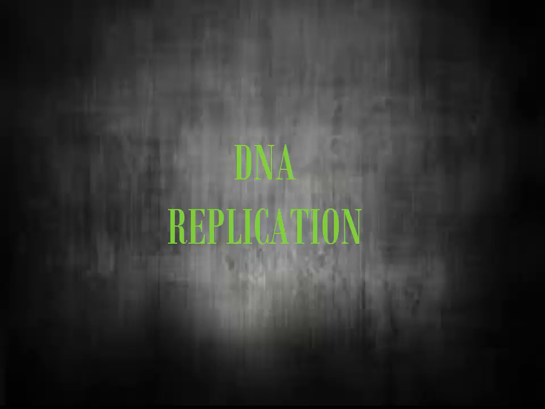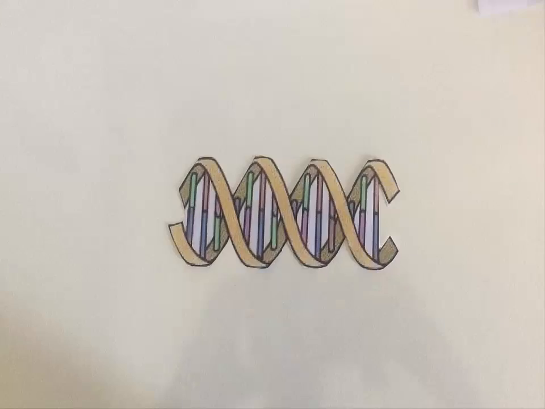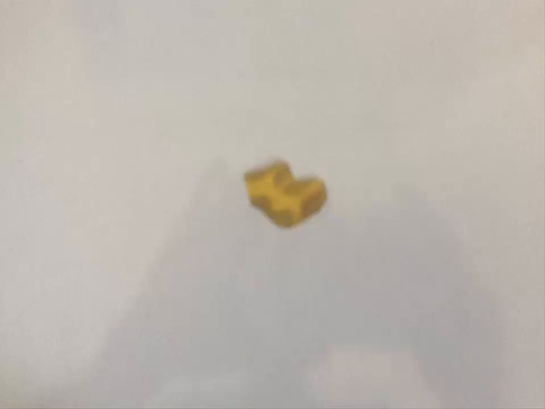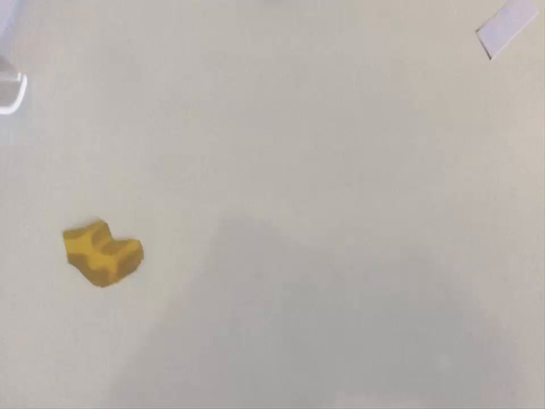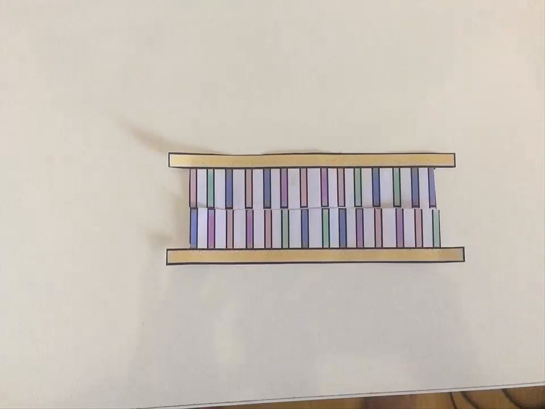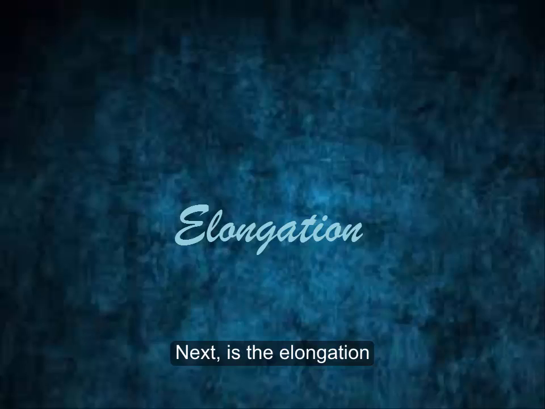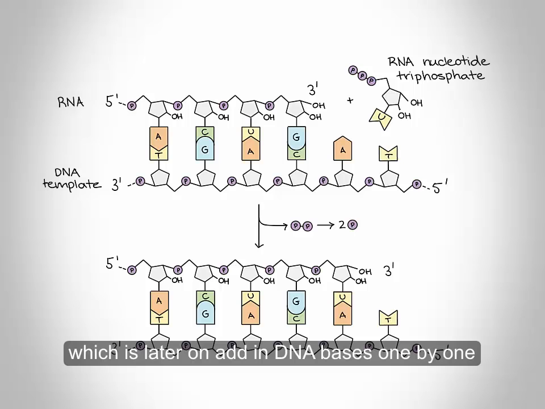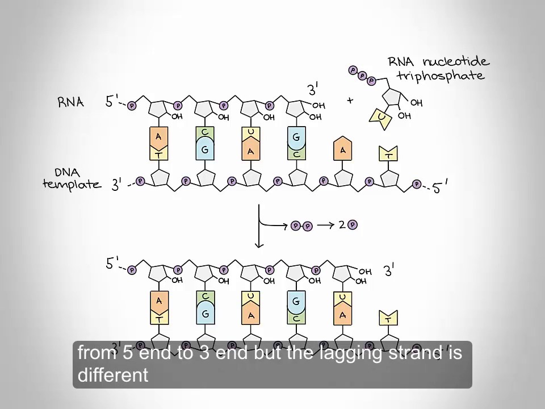It's when the DNA, instead of looking like a spiny ladder-like structure, becomes straight. First, there's a step called initiation. It's where an enzyme called helicase comes in and separates the DNA into two. The result is called the replication fork. Next is the elongation, which adds DNA bases one by one, from 5' to 3'.